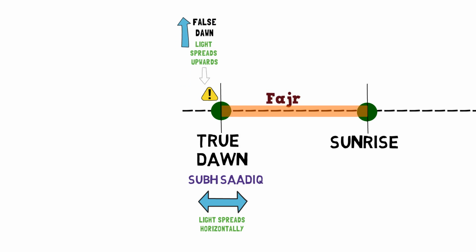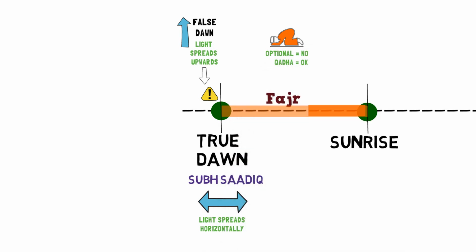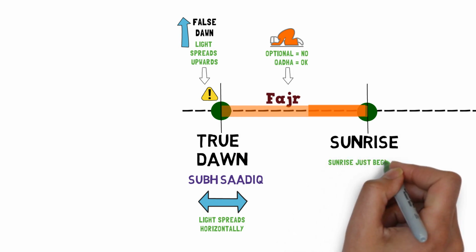So what is the best time to pray Fajr? The best time to pray Fajr is towards the end when it's brighter. Bear in mind, during the Fajr time, it is Makrooh to pray any other Salah other than the Qaza namaz. The sunrise is when the tip of the sun just peeks over the horizon until it's fully risen.